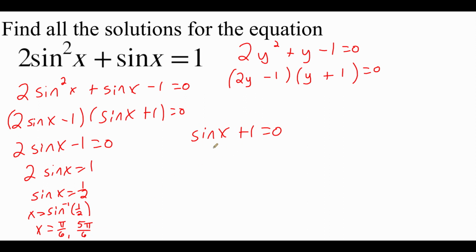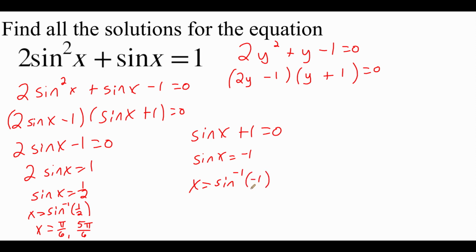Now, as far as solving this other piece, I'm going to subtract that 1 over to the right-hand side. So we have the sine of x equals negative 1. I'm going to get rid of the sine and move that over to the other side by doing the inverse. So x equals the inverse sine of negative 1.